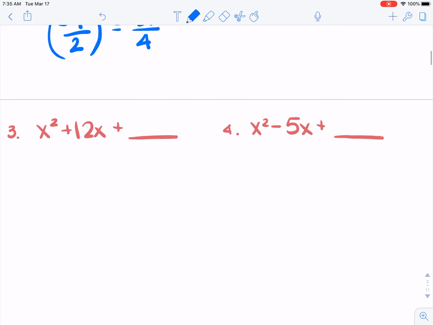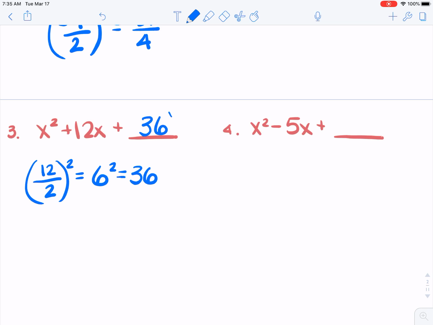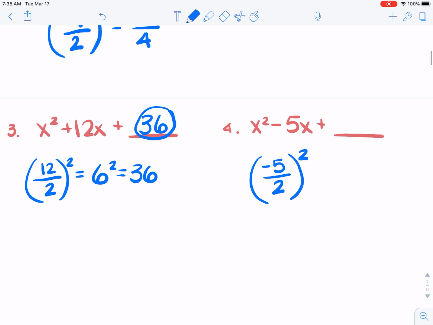Okay, in number 3, again, middle term, it's always going to be that you divide it by 2 and you square it. And again, you'll get good at this where you can just simply do it in your head. So number 3, we're going to complete the square with 36. Again, with the negative, when I divide and square it, the negative sign will go away.